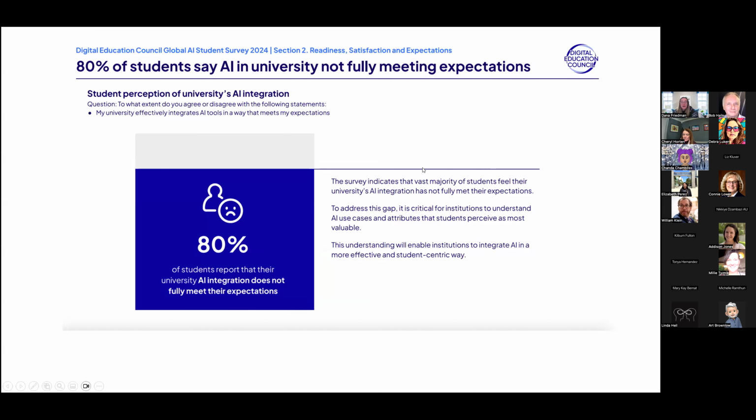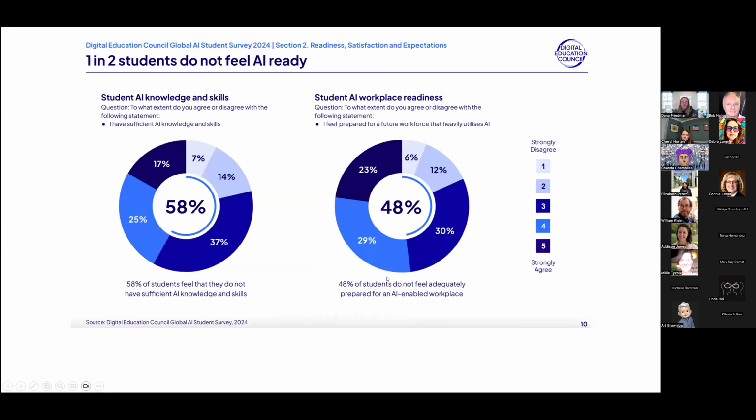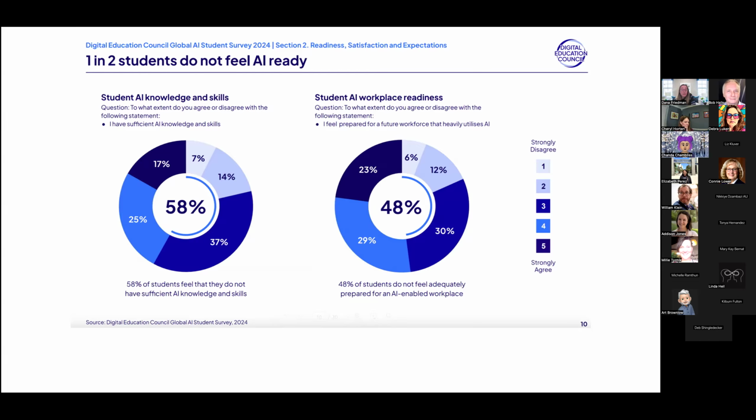80% of students say their AI expectations are not being met. They want more. They're not getting enough. They're not understanding what is okay to use it for. And they don't feel that they're ready to leave school and have the AI knowledge that they need. It's being used in industry, so they need the skills to go out into industry and be prepared.